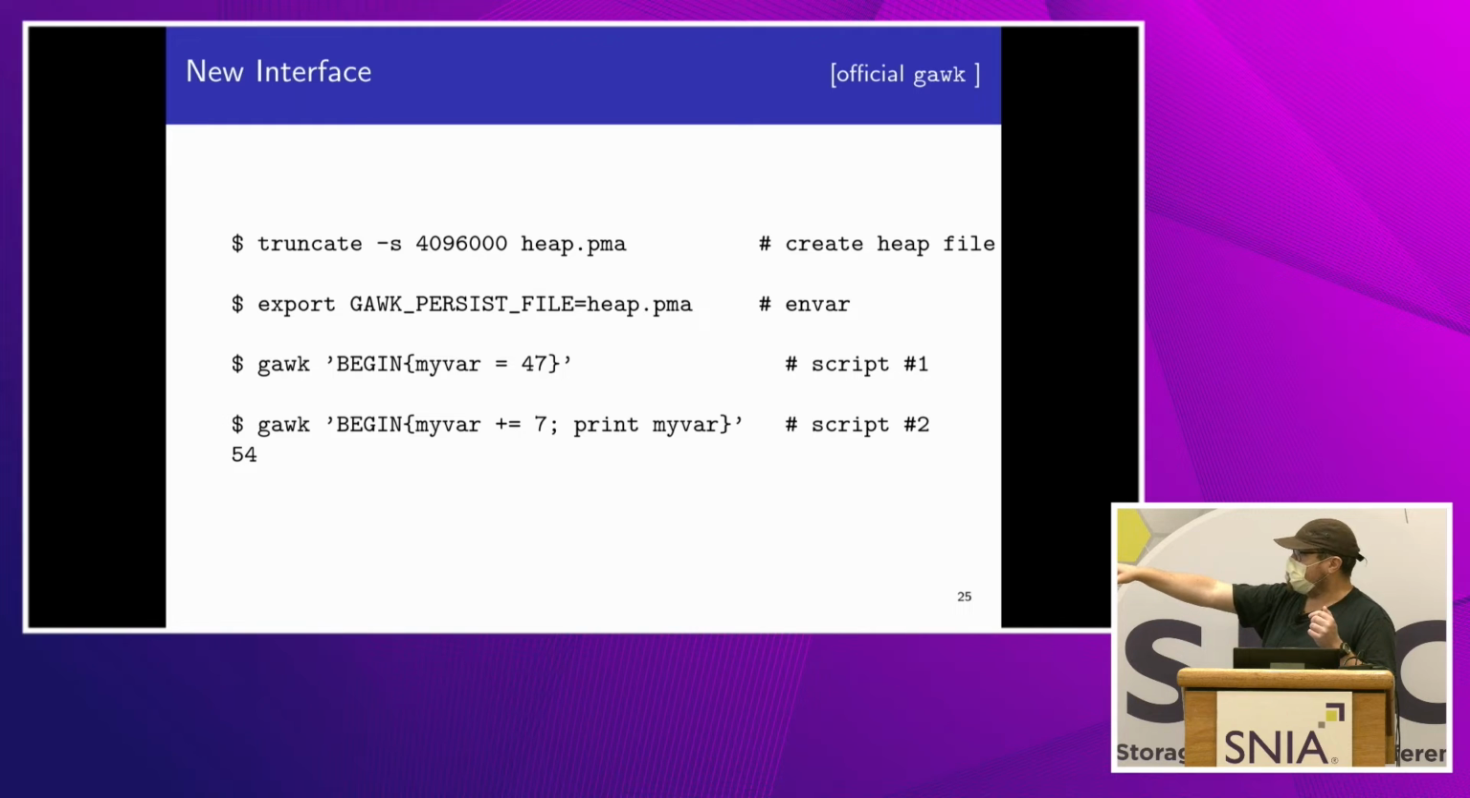So on the first gawk invocation here, third line, script number one, everything between the single quotes, assigns a value to a variable. Then on the next gawk invocation, gawk again can see the environment variable telling it where to look for a heap file. That activates persistence. And a second gawk script, everything between the single quotes on the second gawk invocation, increments the variable on the persistent heap and prints it. 47 plus 7 is 54. So it works. Yep.